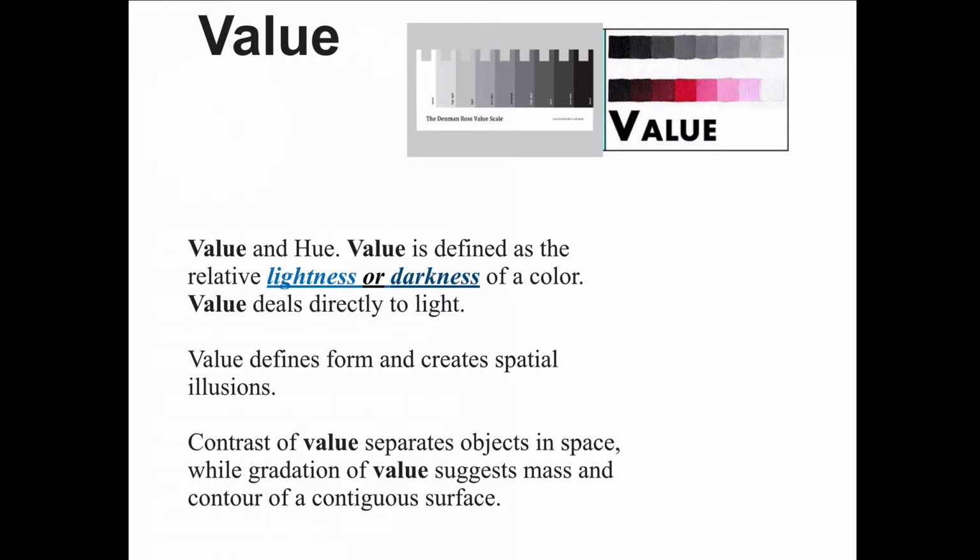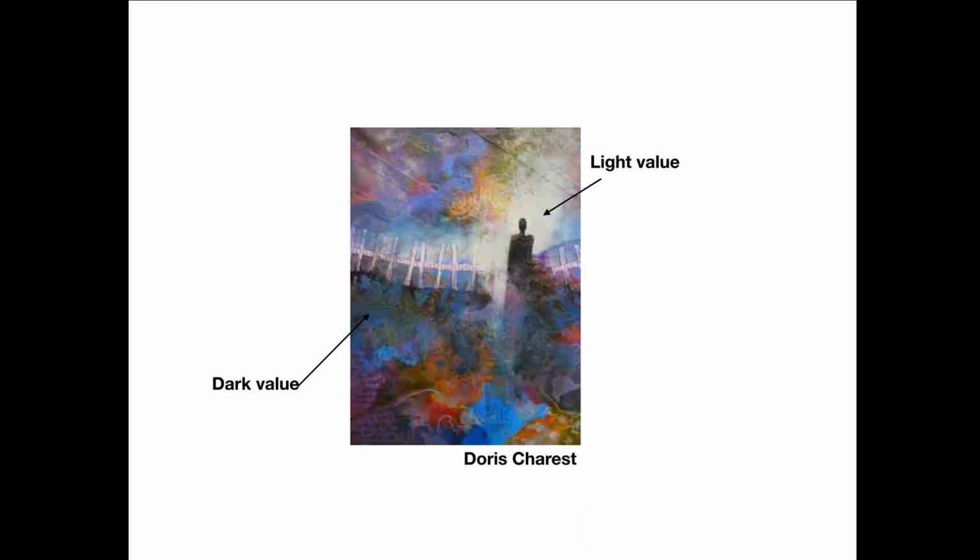So, for example, if I have a light value next to a dark value, it creates a line, whereas a gradation of value, like the one above, the grayscale, it suggests mass and it creates contours. It creates shapes. On the right, you can see where the light value is, and you can see where the dark value is. And there's variations in between. So I have light values that lead gradually to darker values.